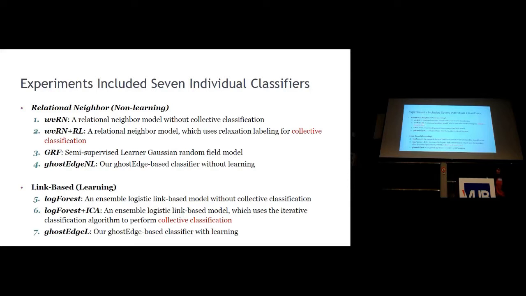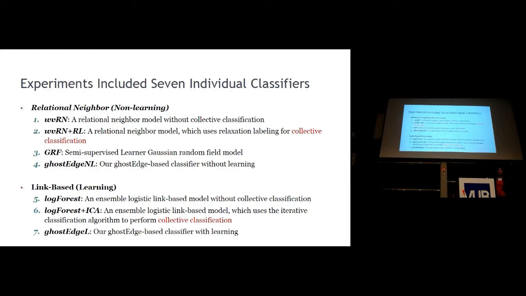So the weighted vote relational neighbor is very simple. You want to know whether Tina is good or bad, you look at its neighbors and you take a weighted vote of the neighbors. This is assuming that the edges have weights. If the edges do not have weights, you assign uniform weights to them. So if Tina has 3 neighbors, this becomes 1/3. I'm going to talk about weighted vote relational neighbor plus relaxation labeling in a minute.